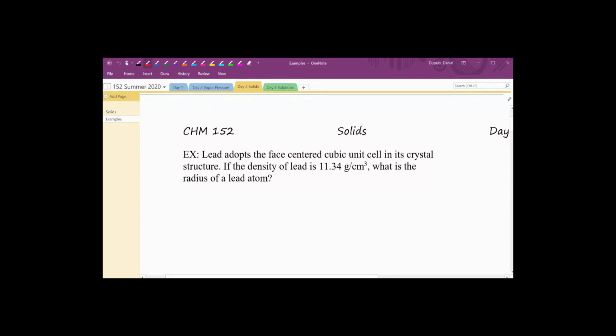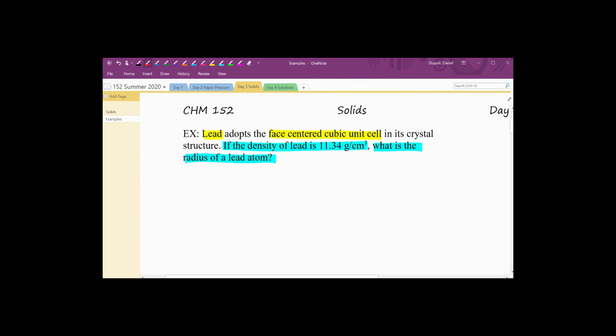It says lead adopts the face-centered cubic unit cell in its crystal structure. It gives you the density of lead is 11.34 grams per centimeter cubed. It asks what is the radius of the lead atom. All right, so face-centered lead. We first off know lead is Pb. Face-centered, I have 4 atoms per cube or per cell.